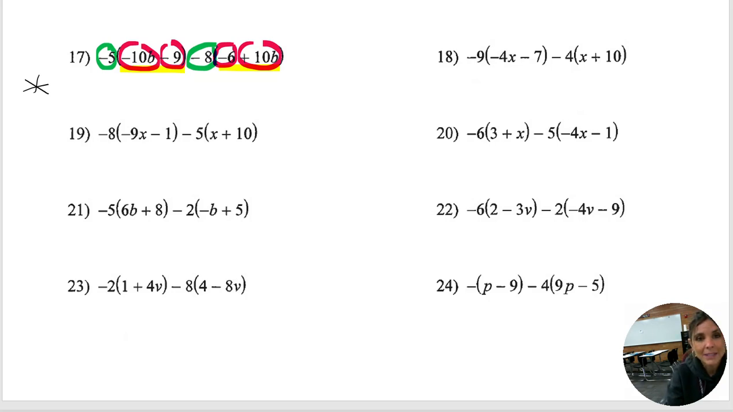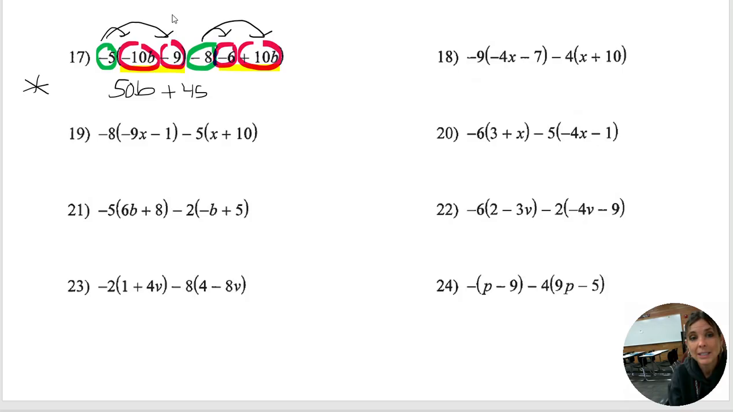So the way that this is going to work is we are going to do two distributions. Then we're going to combine our like terms. So -5 times -10b is 50b. -5 times -9 is positive 45. So I just took the -5 and I distributed it to both of the terms inside the parenthesis.